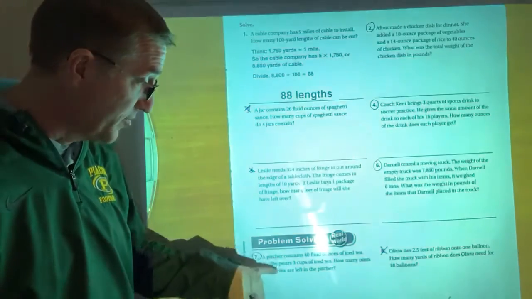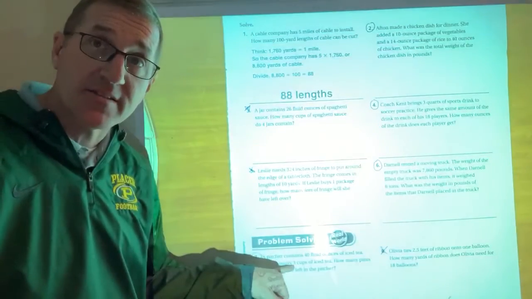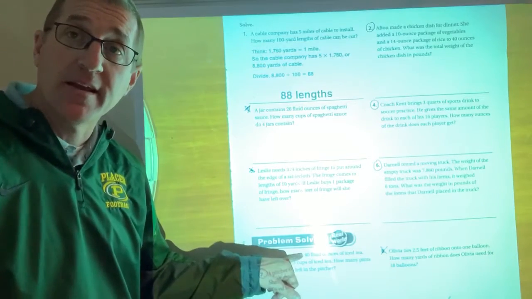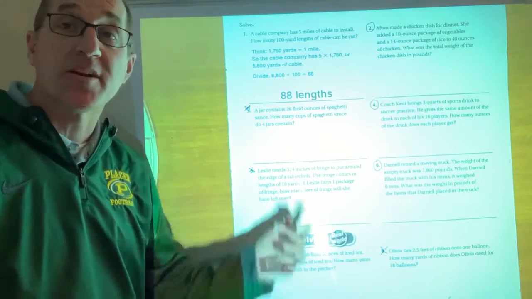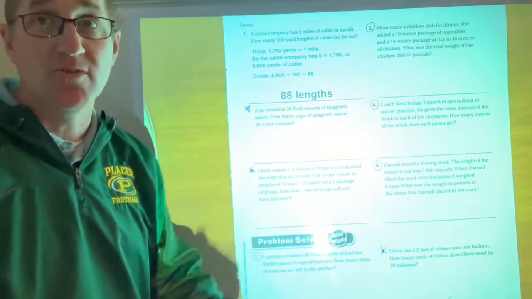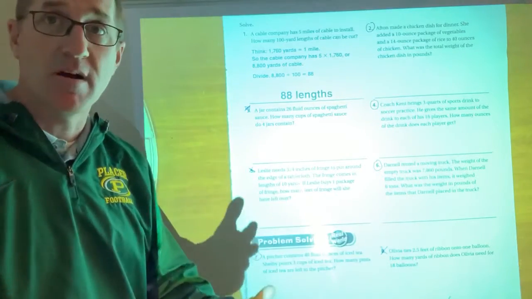Okay, so multiply this out to get the number of ounces in 3 cups, right? Then I'm going to subtract that from 40. Whatever I have left, then I'm going to convert that to pints. So I'm going to divide by 8 and divide by 2, or just divide by 16. It's up to you, however you want to do that. Okay, last one. Here we go.